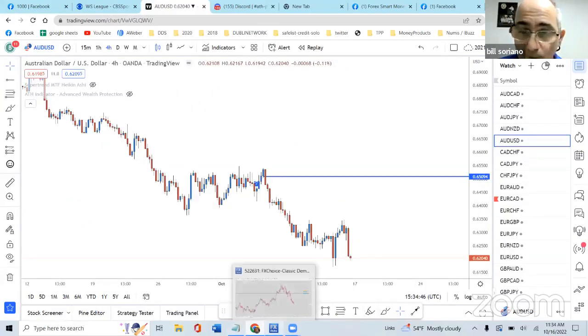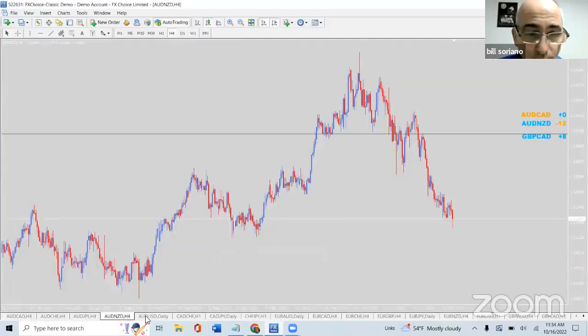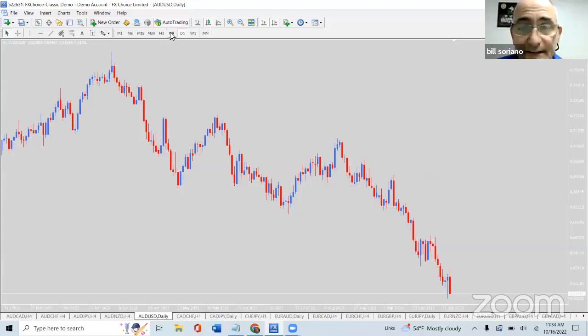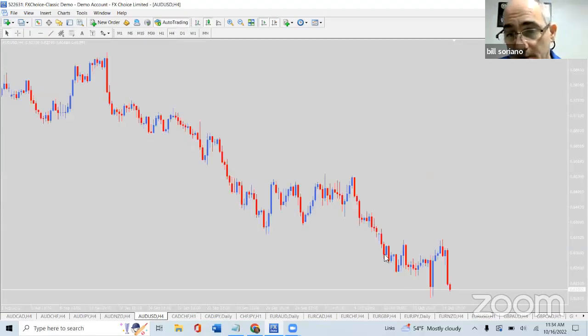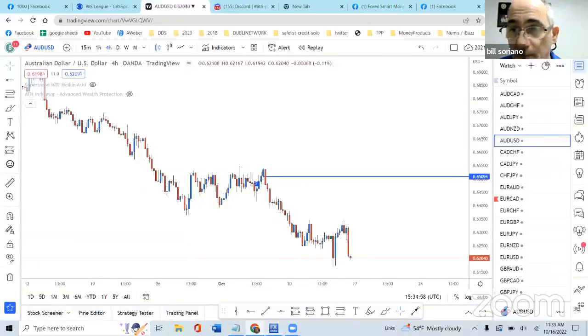AUD-USD. We look at this, and we see the daily is in a downtrend. The 4 hour is also in a downtrend as well, right? So we know that it's safe to take a sell on this pair.